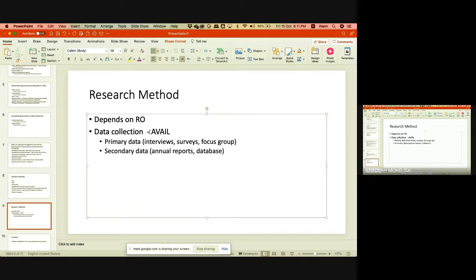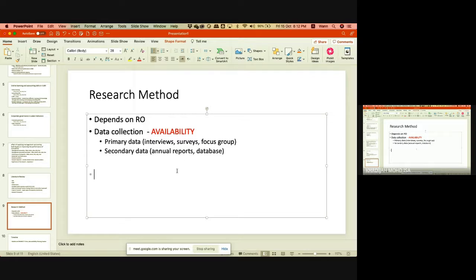Availability is very important because without your data, your research is nothing. You can have a marvelous proposal to do research, but if data is not available, you can't do anything, right? You cannot come up with your findings, you cannot run your data. So your data must be available, then only are you able to conduct your research.